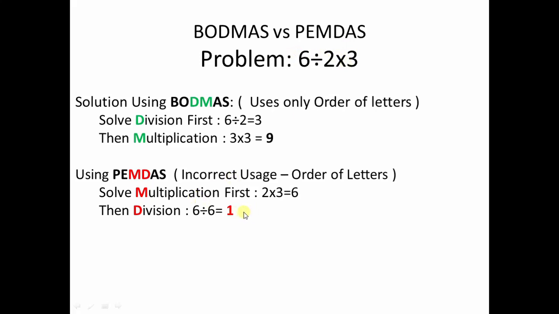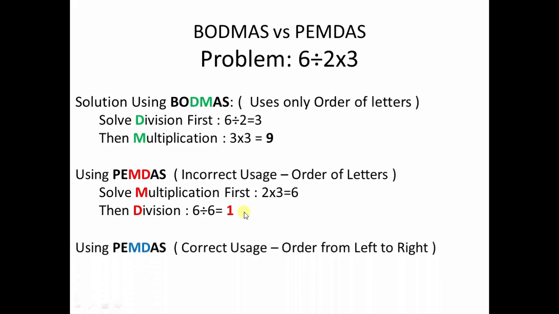Now what did we do wrong over here? Let's check it out. So using PEMDAS, the correct usage is you need to follow the order from left to right. So what does PEMDAS state? That you need to solve P first, then M and D in combination, but left to right. That means if division comes first, you have to first do division, and if multiplication comes first, you have to first do multiplication. Likewise for addition and subtraction, but it is more critical in multiplication and division.